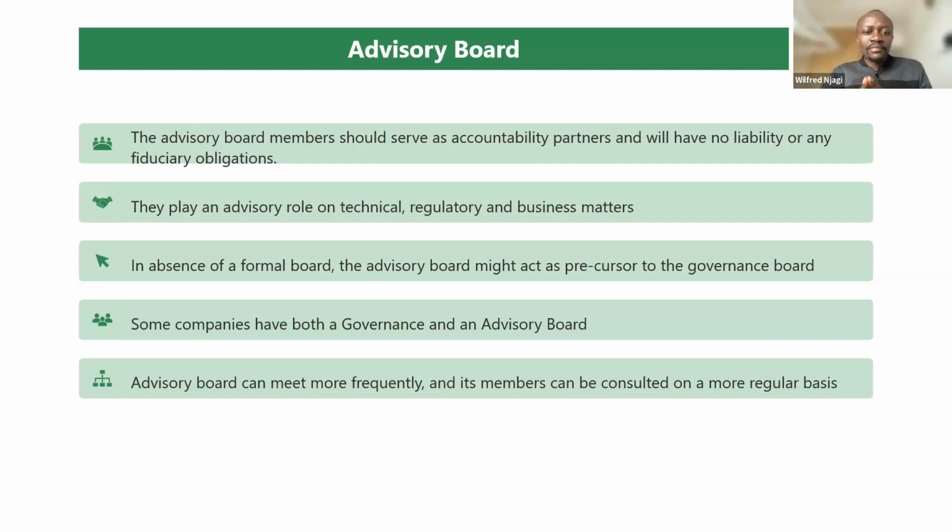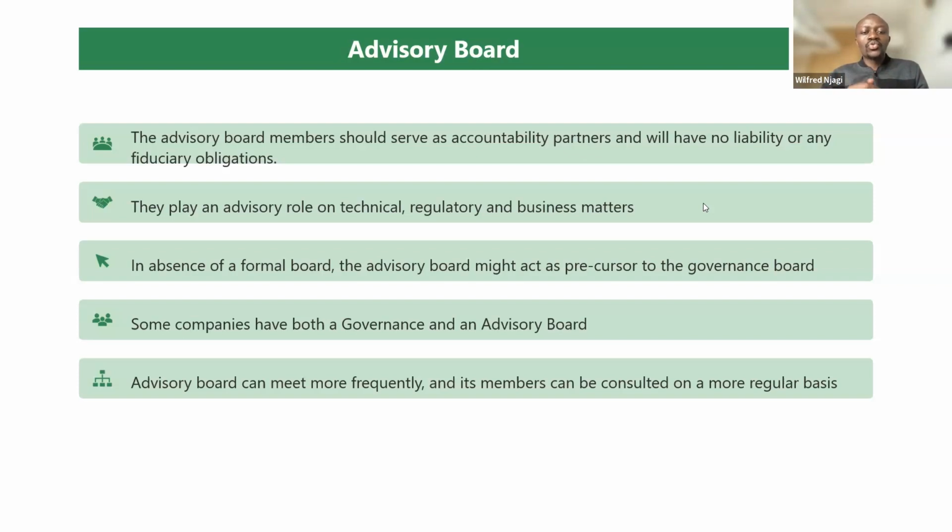In the absence of a formal board, the advisory board might act as a precursor to the governance board, right? So as I said, you start off with an advisory board. If I'm an investor in your company and I'm trying to get in, and you tell me you don't have a governance board, and you also don't have an advisory board, then I'll be very worried, right? You should have at least one of them.